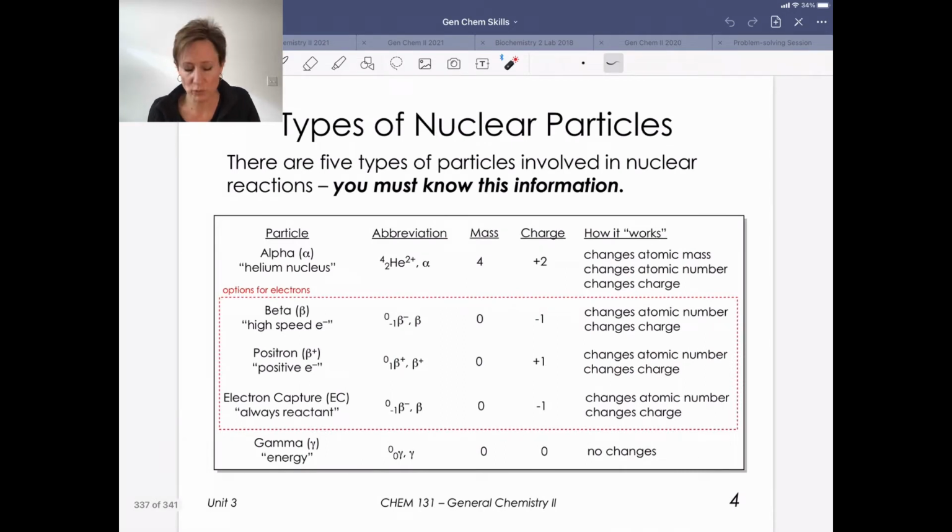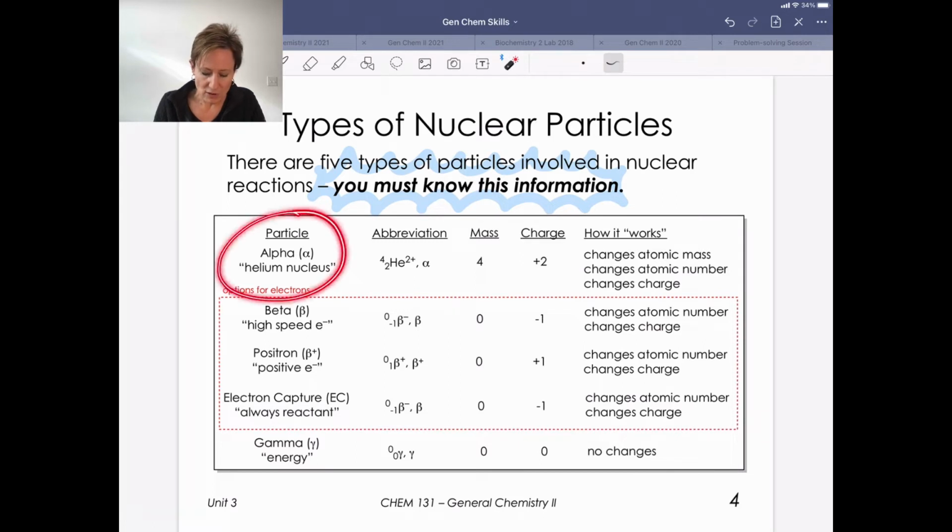All right, this is a really important slide. I'm going to highlight, this is information you must know. As you're working through this content, have this sheet available to help you, but this is something that's going to require you to have it up here so that we can think about writing nuclear equations using these different pieces. Okay, there's 5 different particles that we want to think about in terms of being involved in writing nuclear equations.